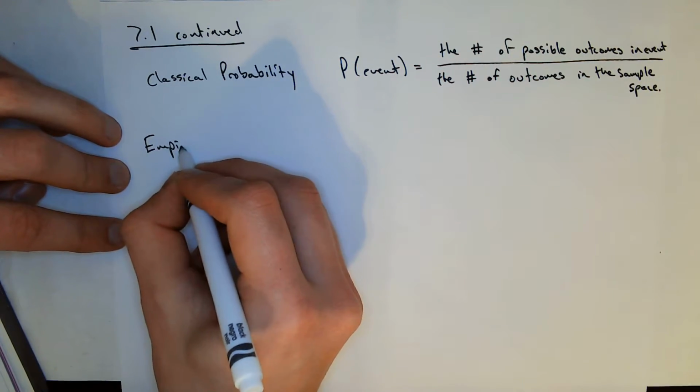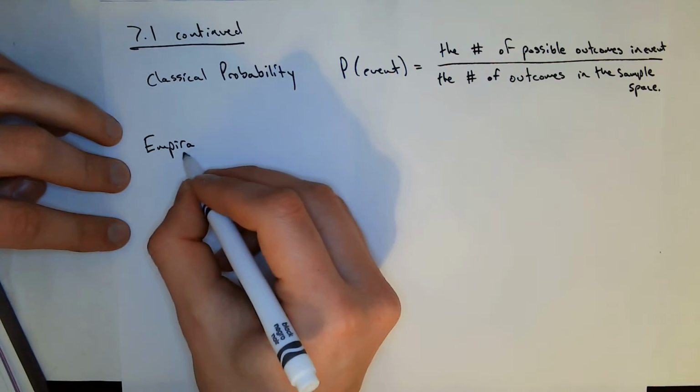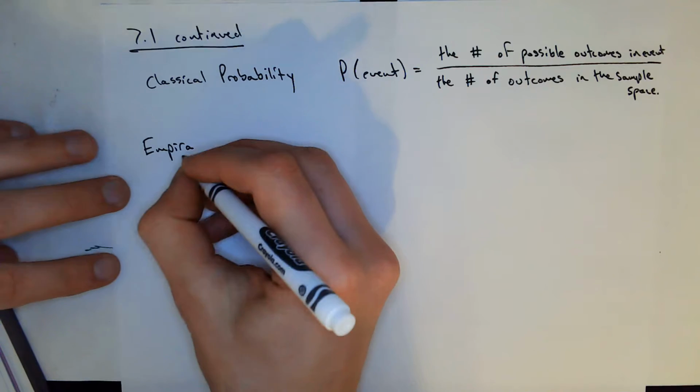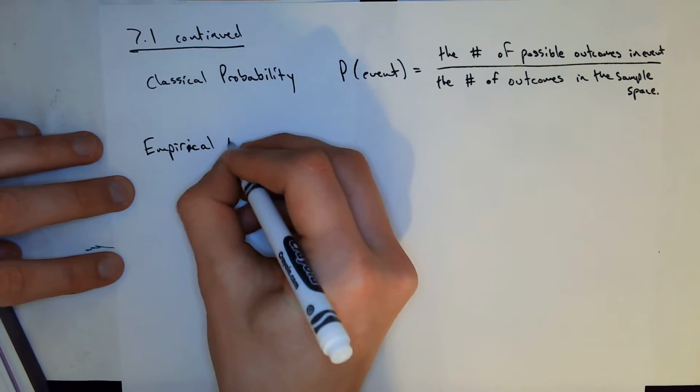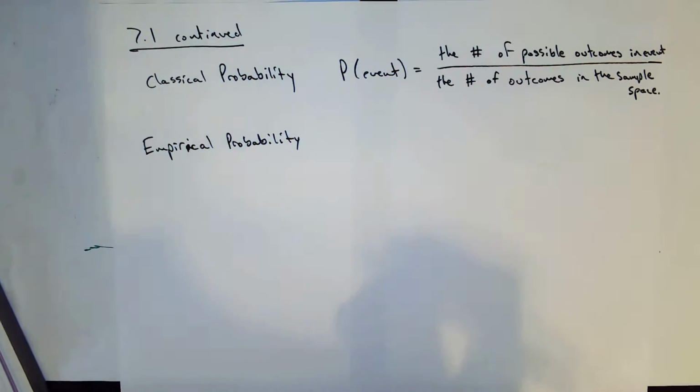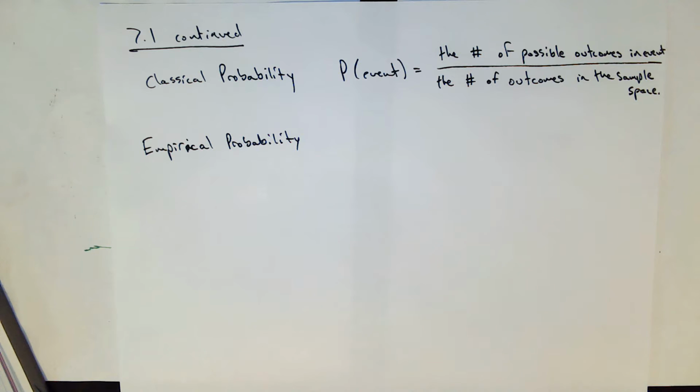Empirical probability. To contrast with classical, classical probability is like theoretical probability: the number of ways something can happen divided by the total number of possibilities altogether.